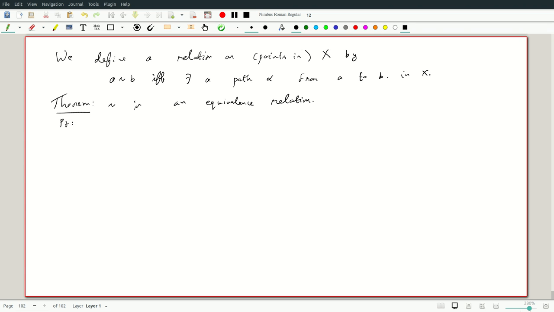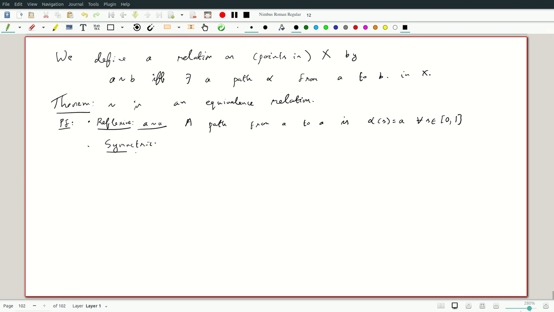Okay, so some pictures here, but first, we have to show two things. Reflexive, that is A is equivalent to A. So a path from A to A, well, just stay still: alpha of s is the point A, for all s in [0, 1]. This is kind of like an identity. It's just a constant path.